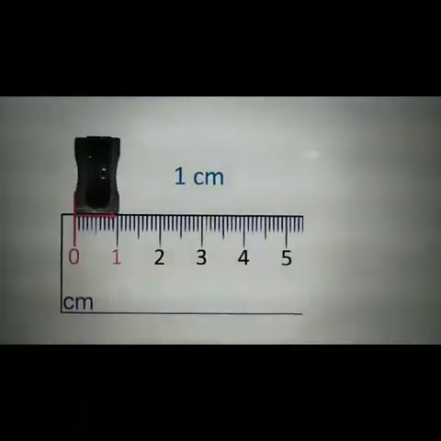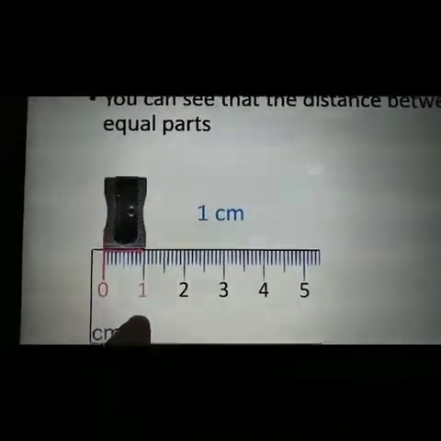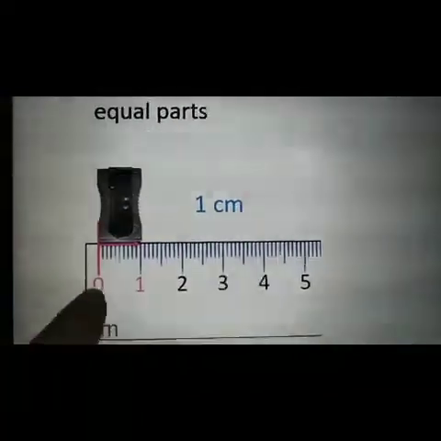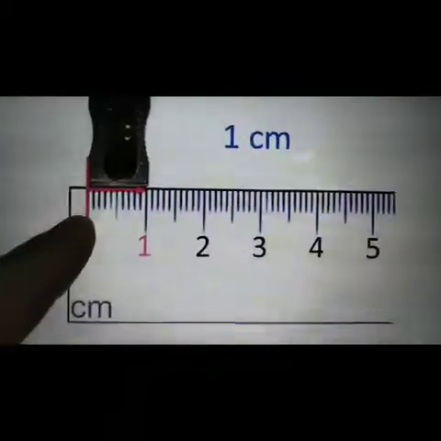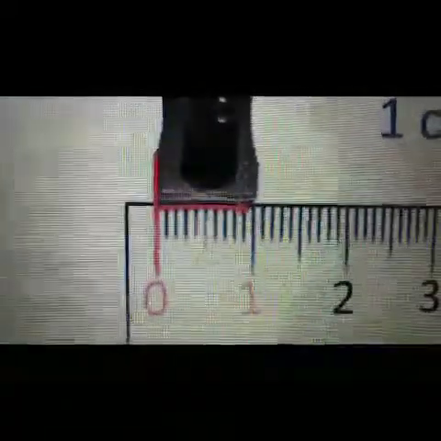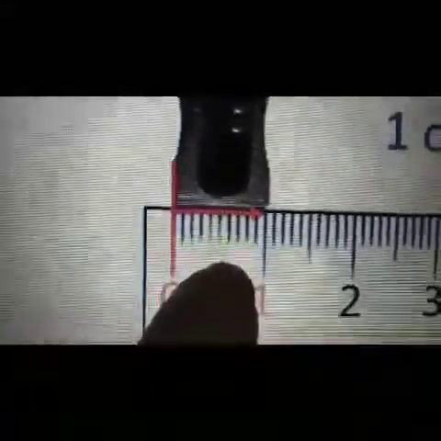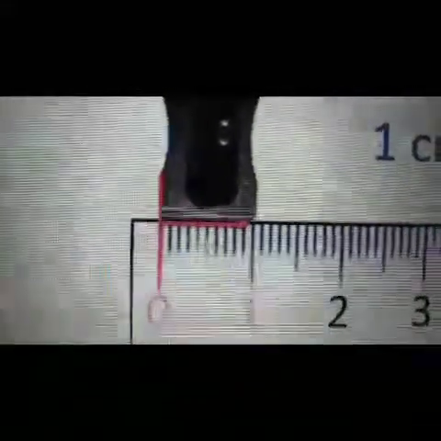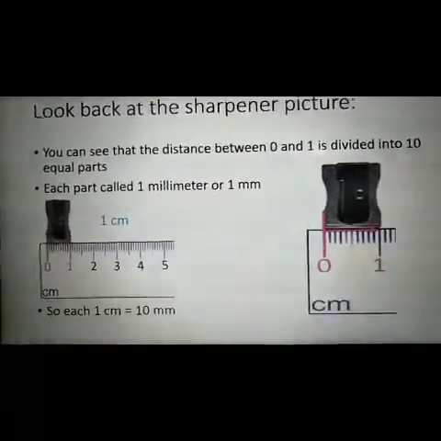Now look back at the sharpener picture. As you can notice here, the distance between number 0 and number 1 is divided into small lines. There are 10 equal small lines between the numbers 0 and 1. Each one line of these equals 1 millimeter. So we can say that each 1 centimeter equals 10 millimeters, or 10 mm, because here we have 1, 2, 3, 4, 5, 6, 7, 8, 9, 10 millimeters. So 1 centimeter equals 10 millimeters.